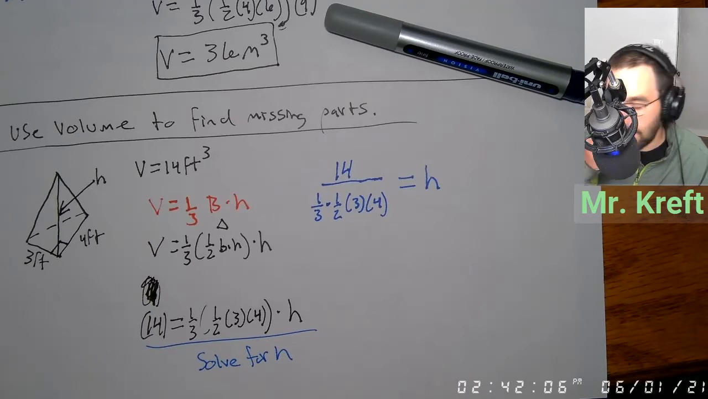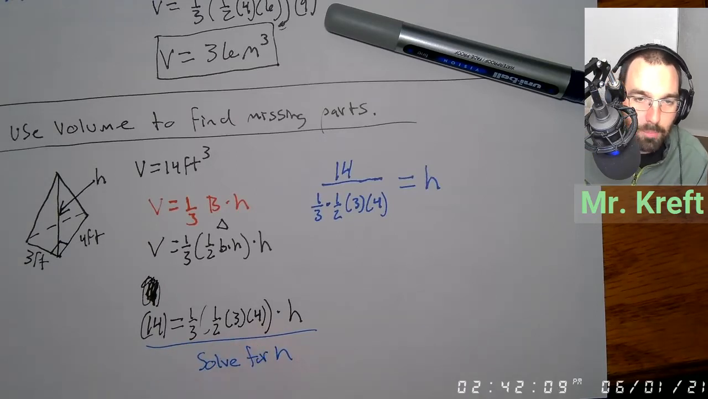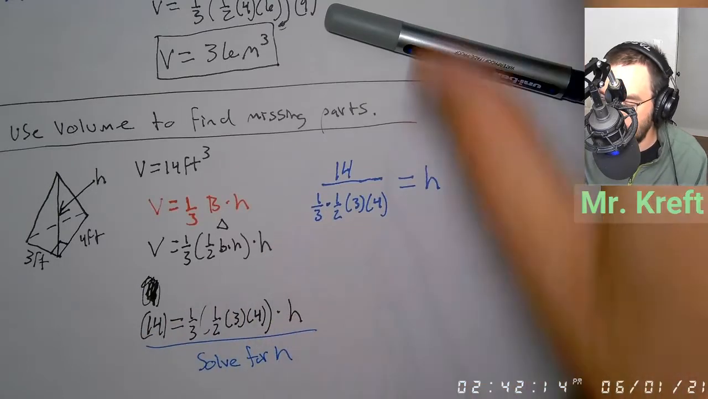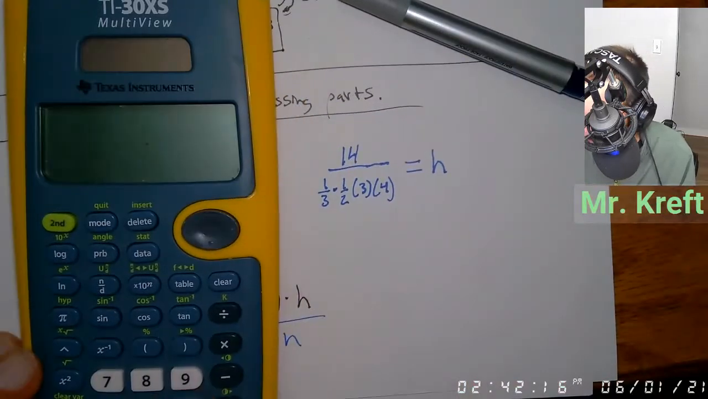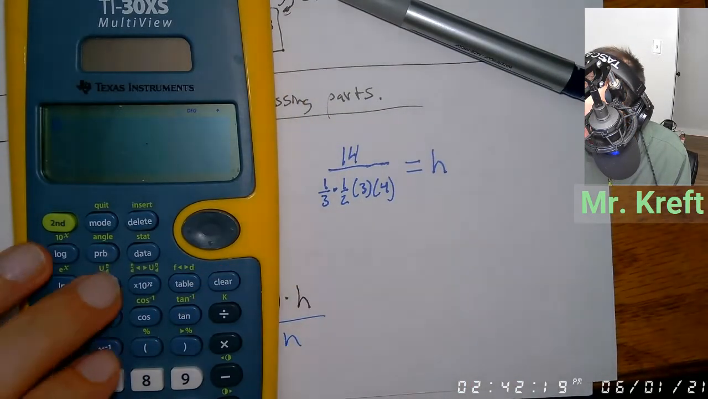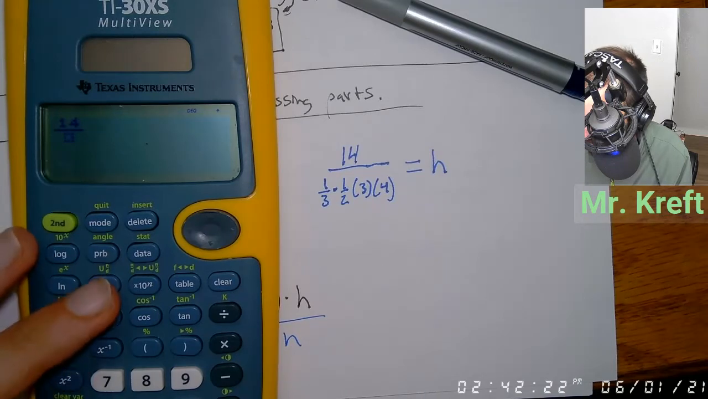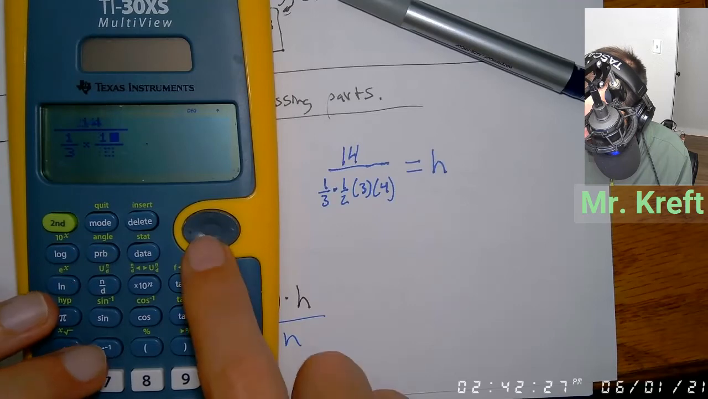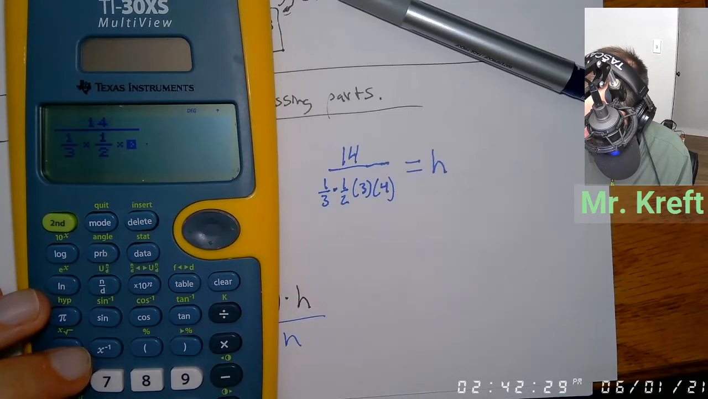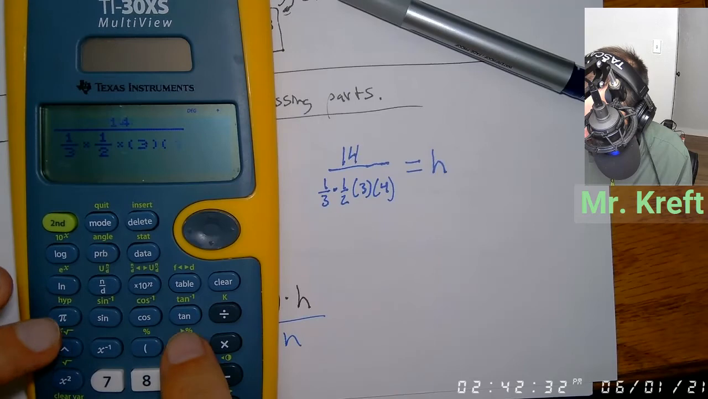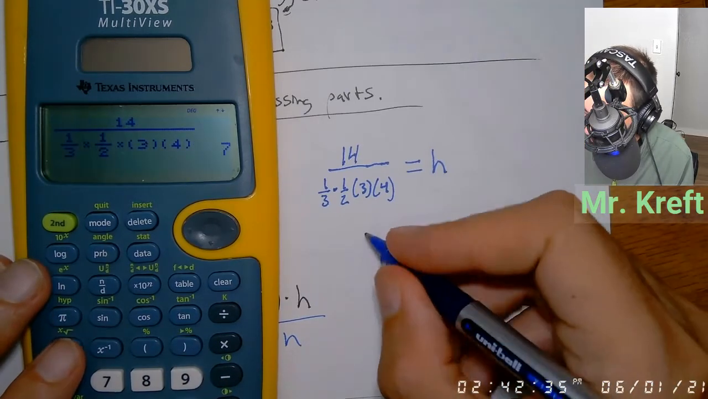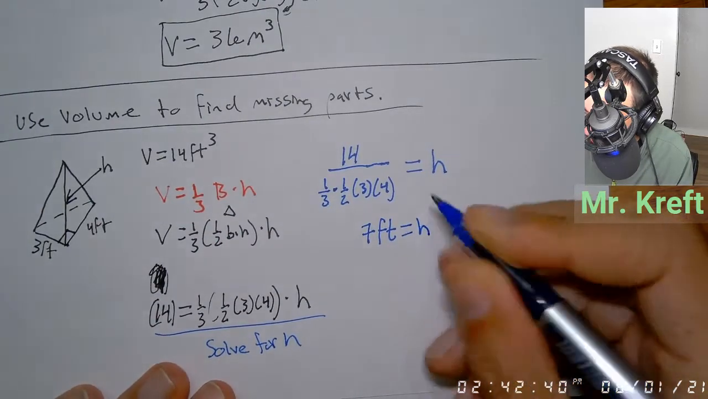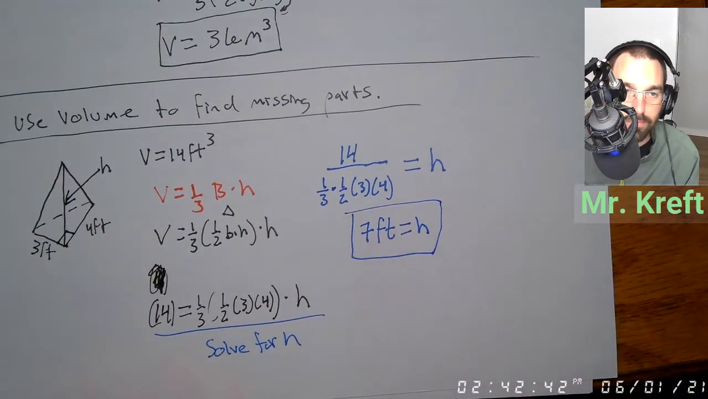Yeah. So then it's all multiplication. So the opposite of multiplication is division. So we divide both sides by this. And so I just take my calculator and we get 14 divided by, I can even do fancy fractions. Look at this, 1/3 times 1/2 times 3 times 4, and I get 7. So then I add units to this, which is feet. So the height is 7 feet tall.